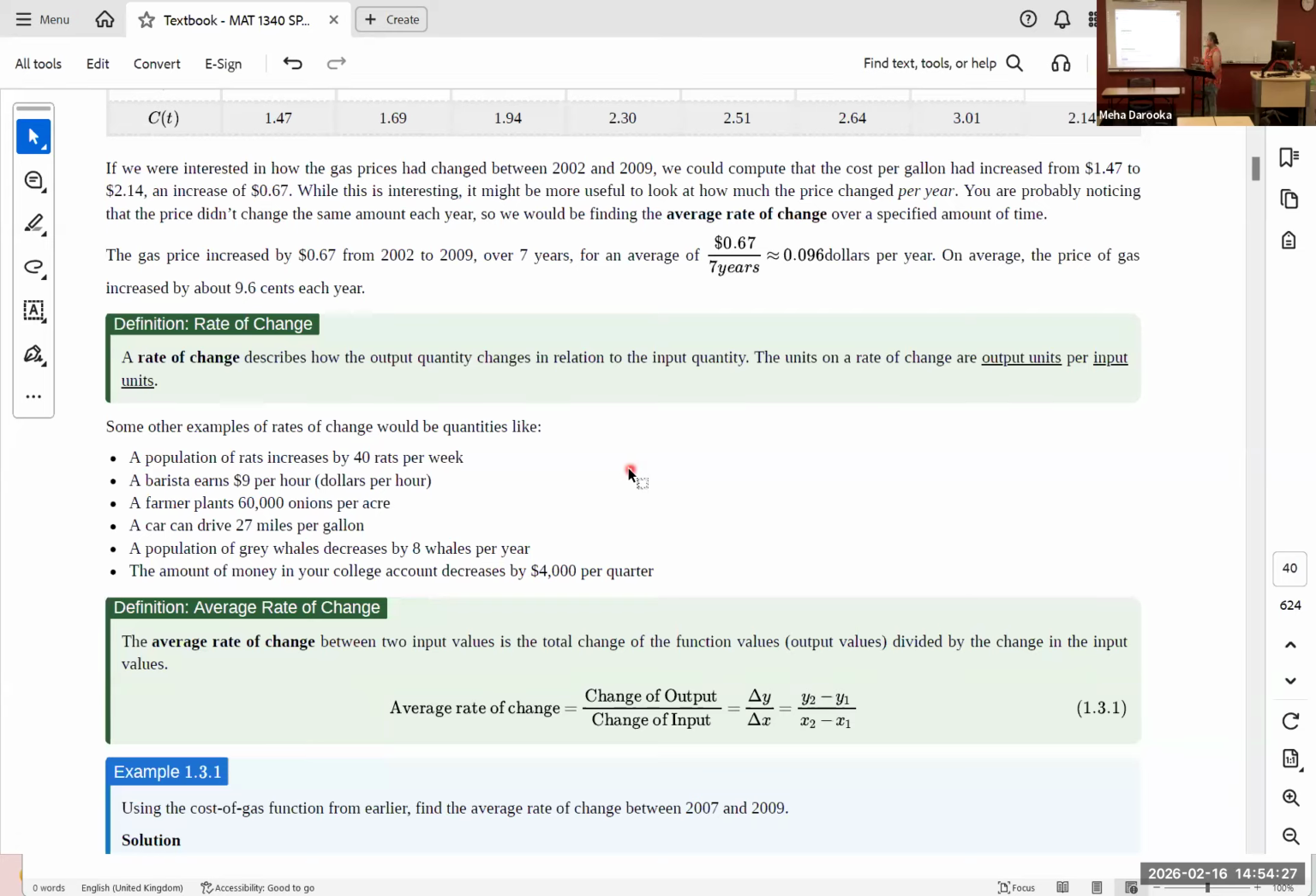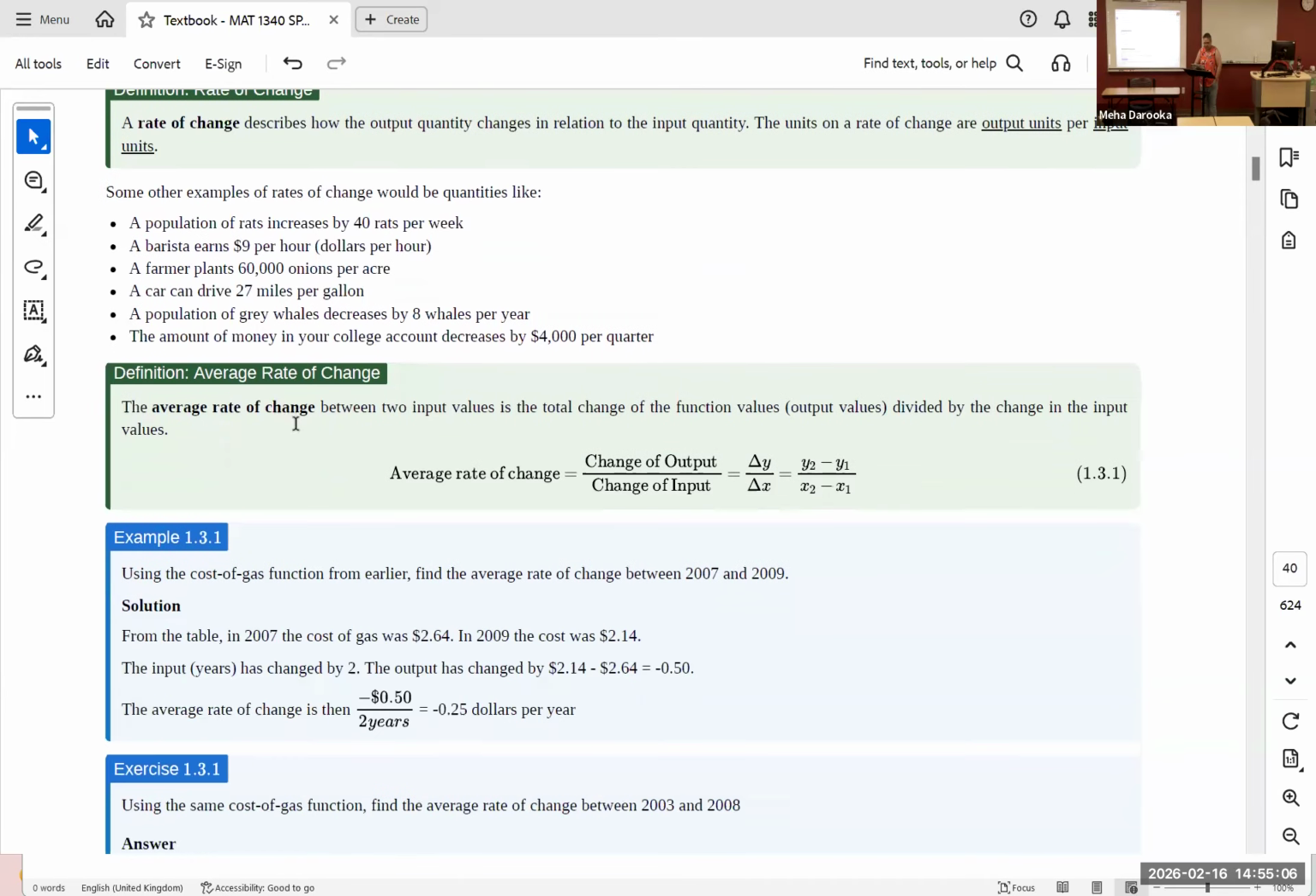And then, of course, the definition for an average rate of change between two input values is the total change of the function values. That's your output. So basically you take your change in the output and divide it by the change in your input. This formula should look familiar to you because that's your slope formula, and your slope calculates your average rate of change. So you can see we are doing y2 minus y1 divided by x2 minus x1. So slope is where we first start talking about an average rate of change.